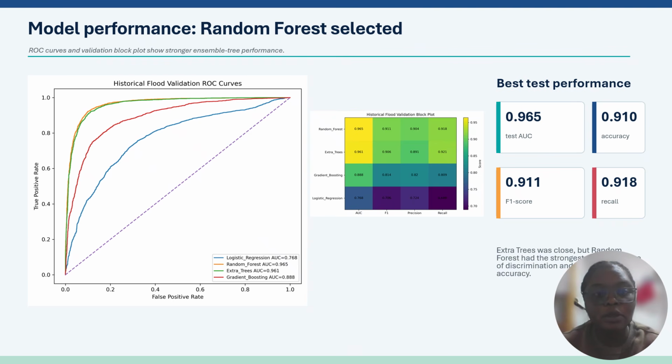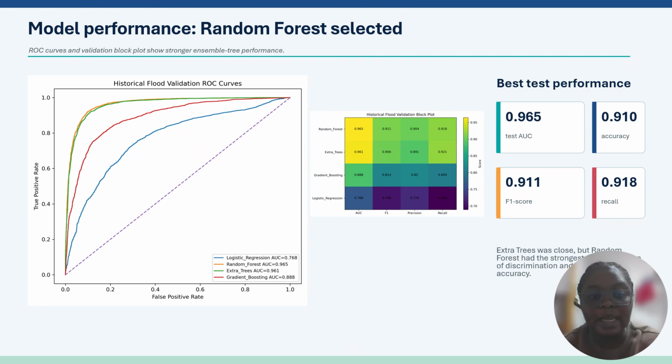So let's delve into the model performance. We could see that four machine learning models were evaluated: logistic regression, random forest, extra trees, and gradient boosting. Among these models, random forest showed the strongest overall performance. It achieved a test AUC of 0.965, an accuracy of 0.910, and an F1 score of 0.911, and also a recall of 0.918.